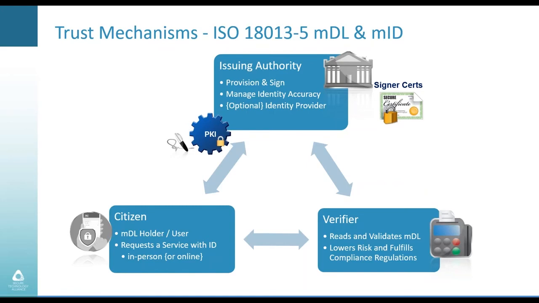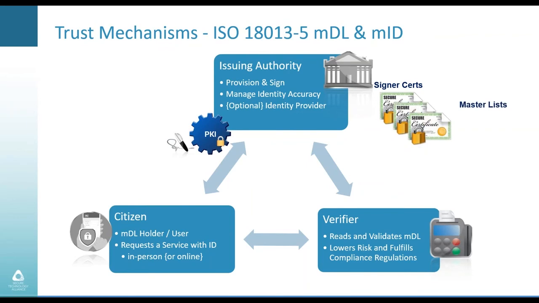The public key for that signature then becomes available. That is the signer certificate that the issuing authority makes available. This can be freely distributed, and this is how the verifiers actually check the signatures on the data. Go ahead.